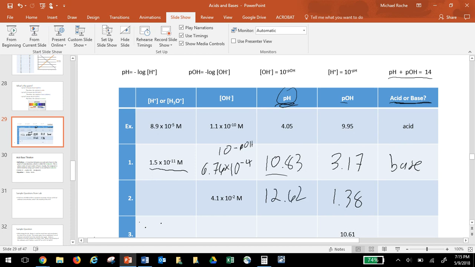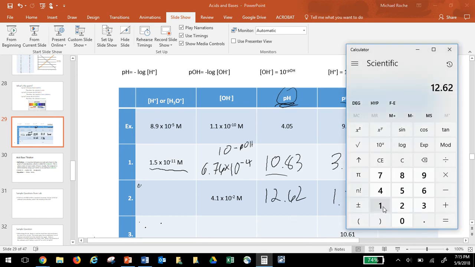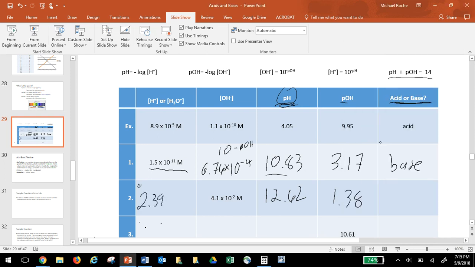And then to find the concentration of H, that's just 10 to the negative pH, which is 10 to the negative 12.62. So 12.62 negative and 10 to that power. So 2.39 times 10 to the minus 13. And that's what that is. And again, for the acid or base, you're looking at the pH. Since it's over 7, that's going to be a base.